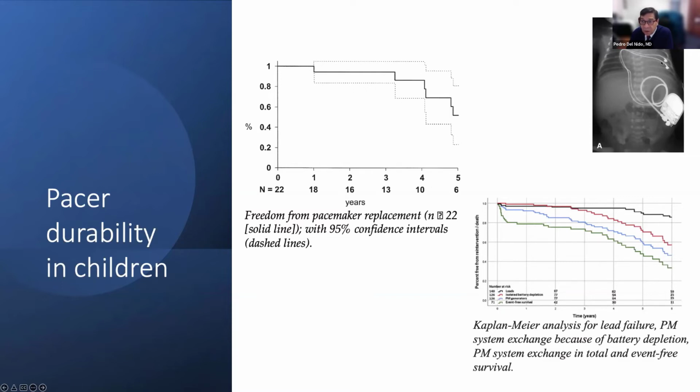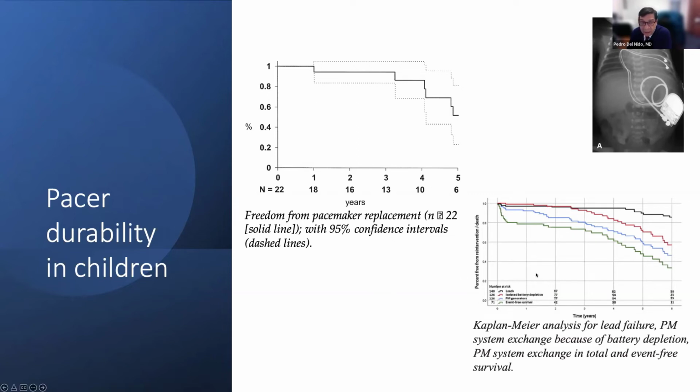epicardial. With the advent of the steroid-eluting leads, which is what is shown up here, things improve, but still the freedom from pacemaker replacement is shown here. This is in years, from 0 to 5 years. By year 3, the curve begins to fall, and by year 5, half of the children had required some sort of intervention for their pacemaker. So not the same experience as in adults, where often once you put in the pacemaker, you can go for a decade or two. Really, it's only the battery change that becomes an issue.